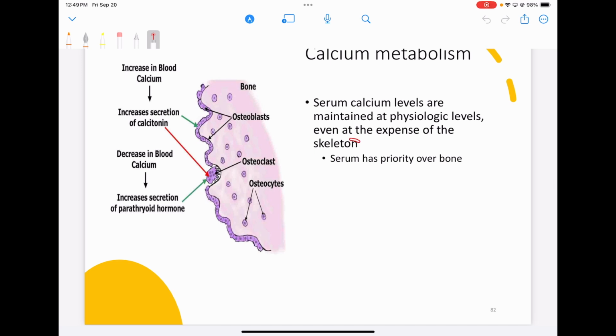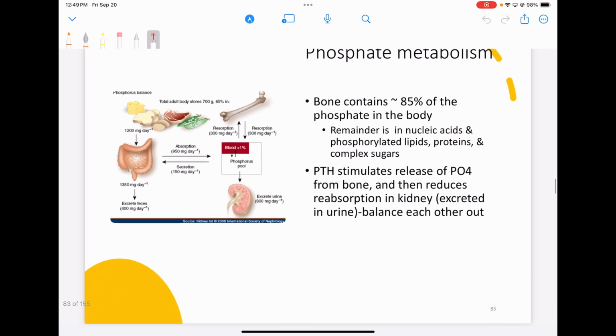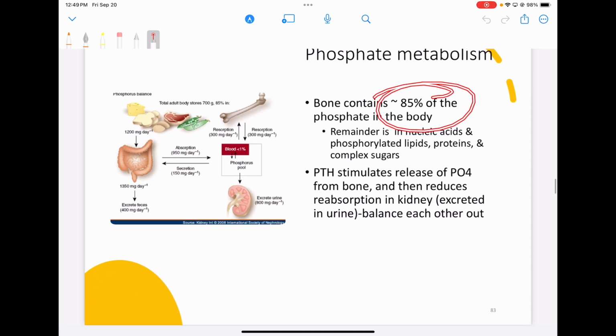Big thing here is remember this. Serum has the priority over the bone. We care about the blood calcium levels, not the bone calcium levels. We care about calcium in the blood. Bone just stores it for us. Phosphate, 85% is in the bone, so it comes out as well. But remember, PTH will cause it to come out, but PTH will also have it excreted in the urine so we don't get hyperphosphatemia.